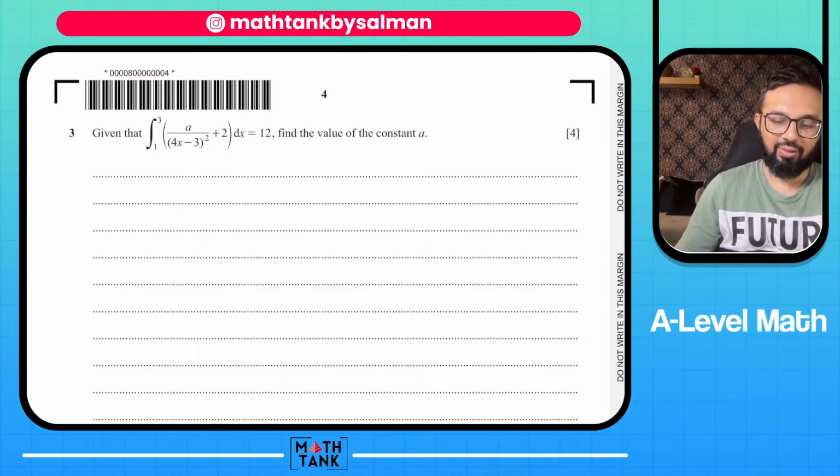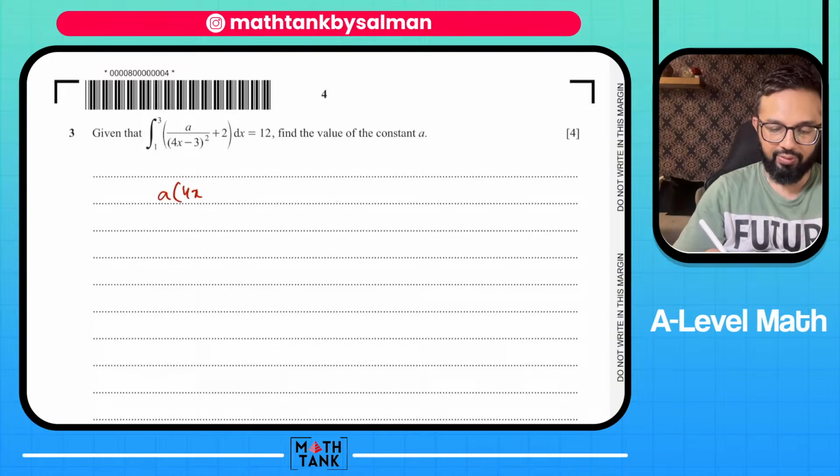Okay, that was question number 2. Question number 3 is, given that this, find the value of the constant a. So let's move this up first.